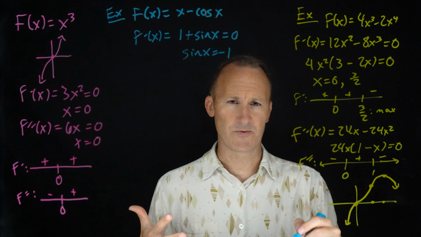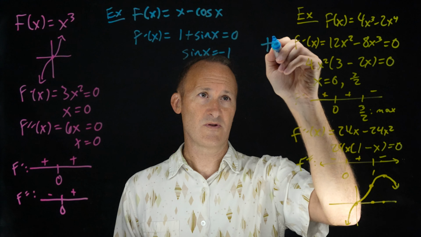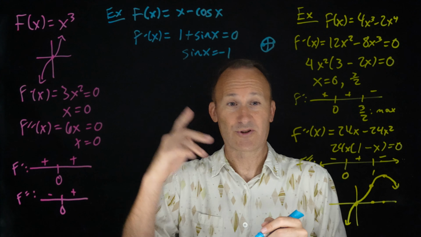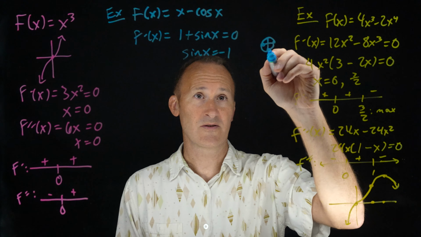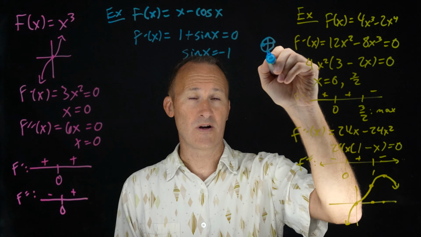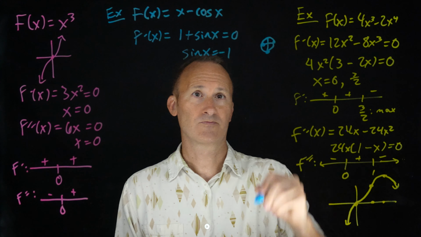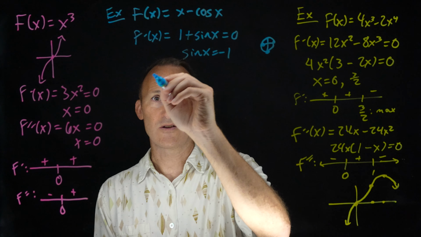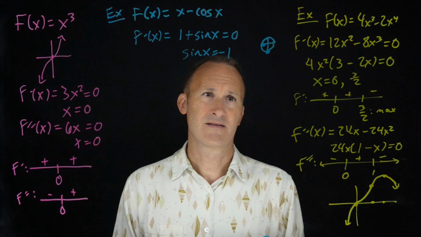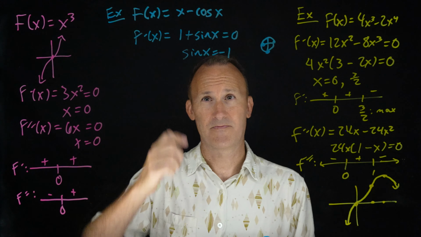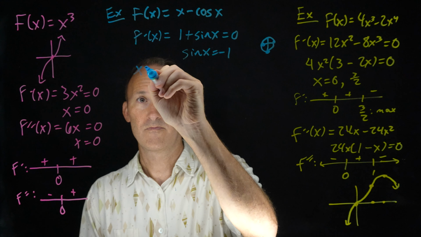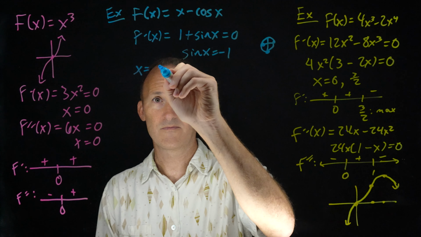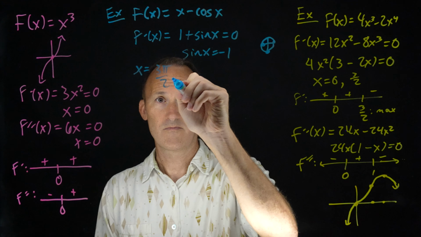So when does the sine of x equal negative 1? Well, if you think of the unit circle, okay, that's actually when cosine is negative. When sine is the y value, so the sine is going to be negative 1 down here, right? And that's when x equals, what is that? It's going to happen when it's like 3 pi over 2, right?